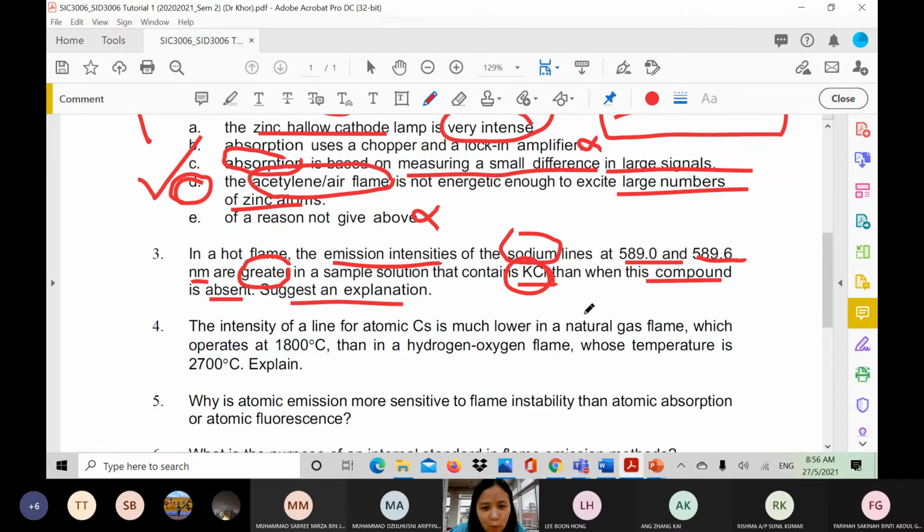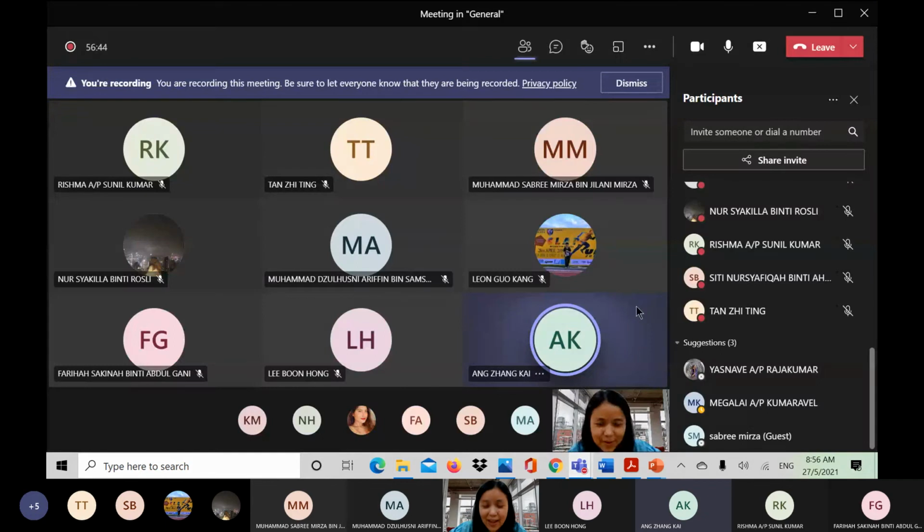Why? This is about what? What subtopic are we talking about? Interference. What type of interference? Good answer, ionization. We have 4 types of interference, right? Still remember we discussed the 4 common types of interference in atomic spectroscopic techniques. So which type of interference are we talking about? Ionization interference, good student.